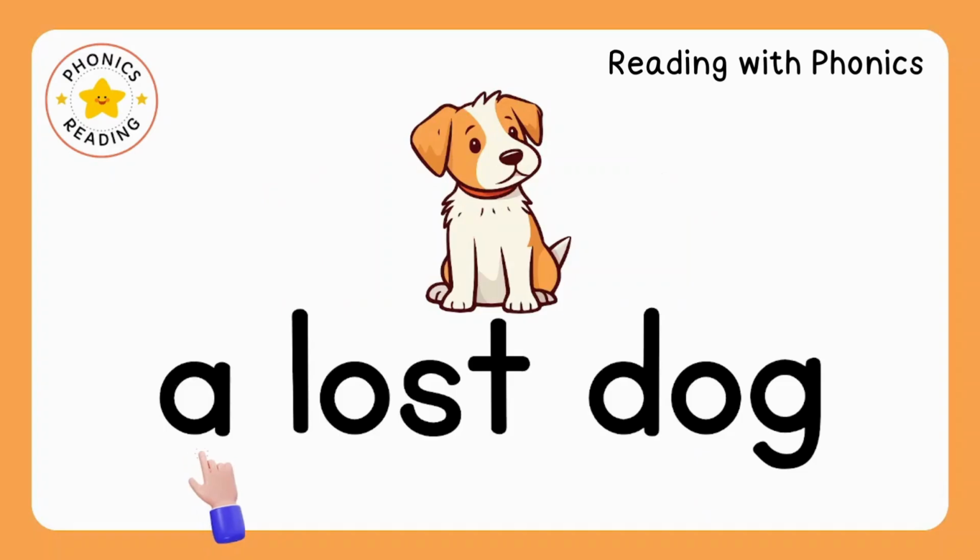A, ost, lost. D-o-g, dog. A lost dog. To read, children must know the letter sounds really well. You can download the Up to 6 phonics apps to learn the sounds.